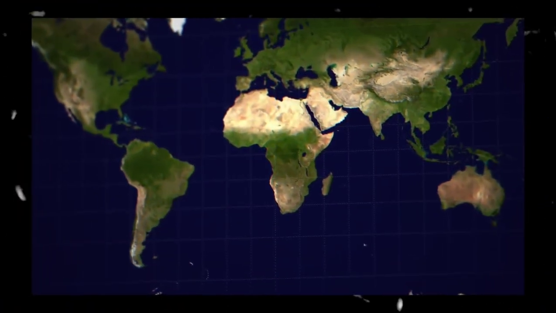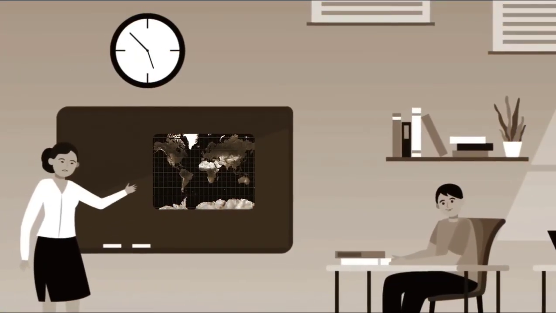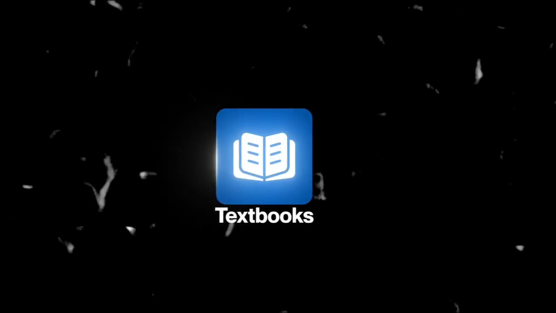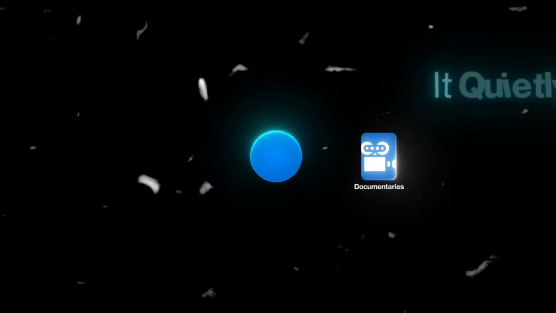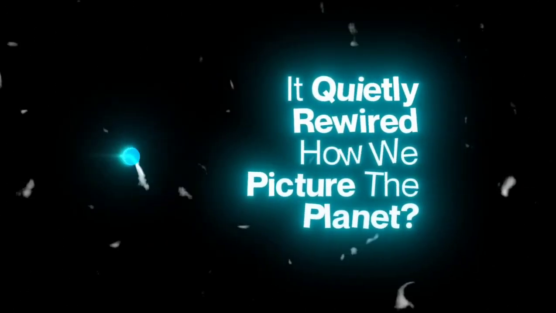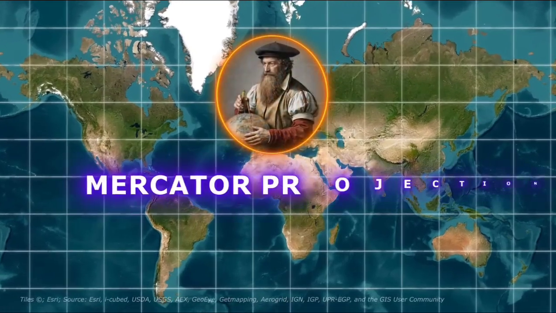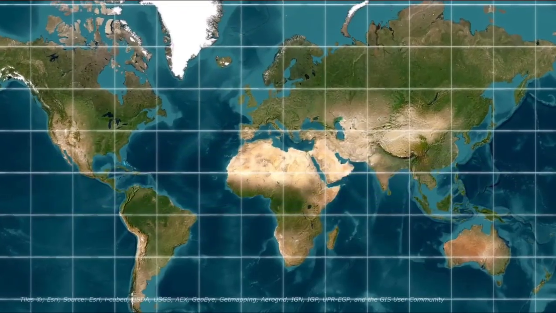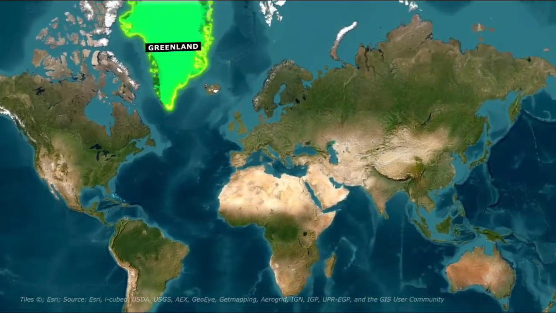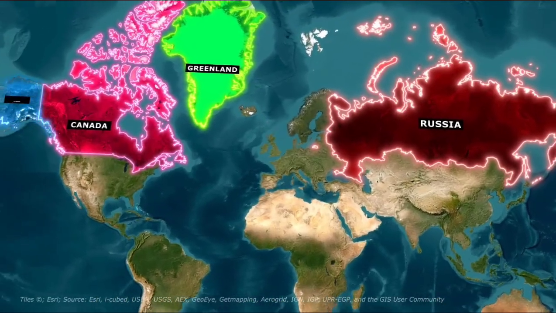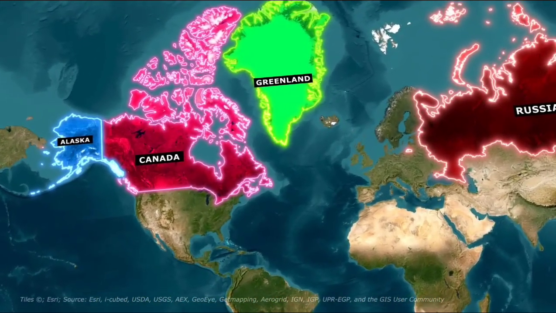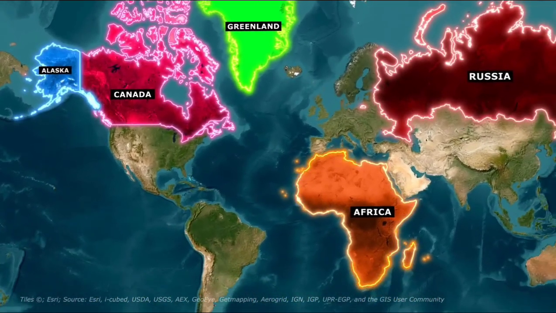And what's even more shocking is that this distorted map is the same one many of us saw every day in school. From classroom walls to textbooks, movies, news, graphics, and even documentaries. Our entire understanding of the world is based on this map. This map is called the Mercator Projection, and it's probably the most famous map in the world. On this map, Greenland looks very large. Russia looks almost endless. Canada and Alaska also look very big, but Africa looks normal-sized.